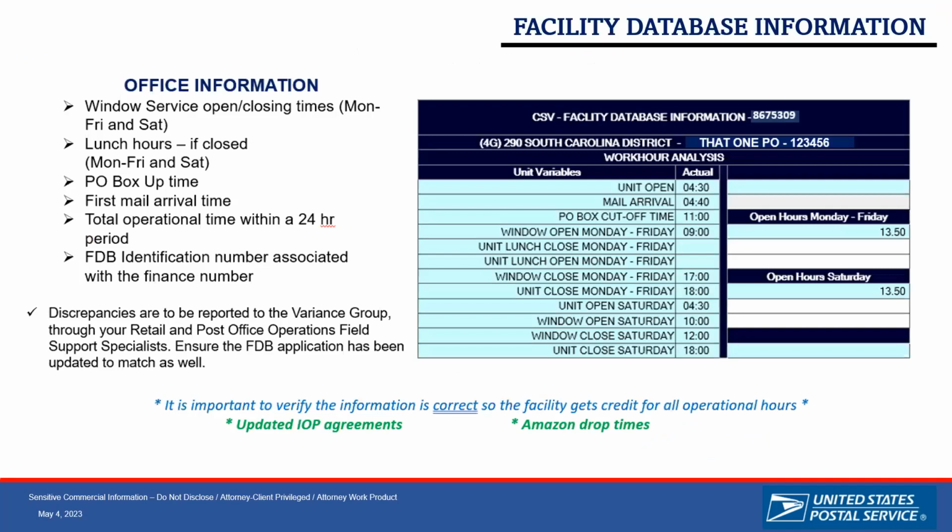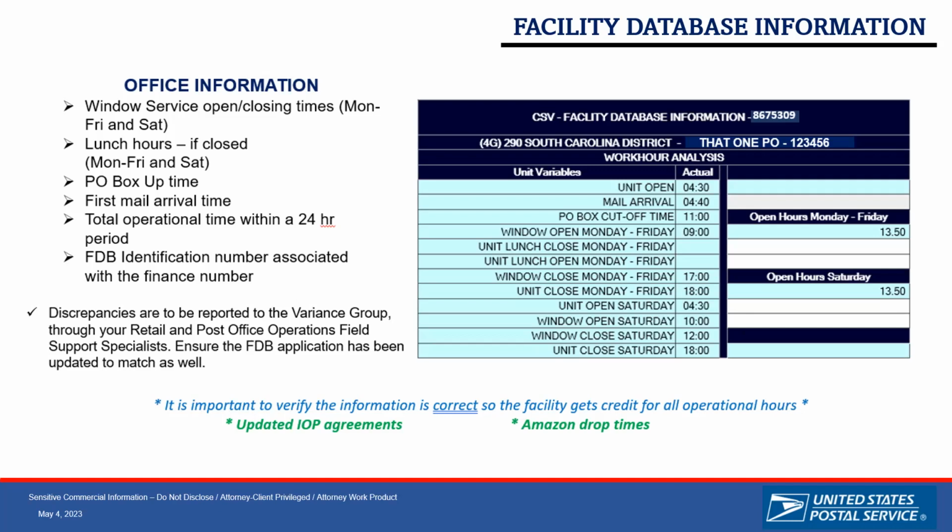Next is our FDB, which is the facility database information. This information is important, especially in the smaller SOV units, because it earns a certain amount of time for your operational hours as opposed to your workload. In the smaller units, you don't get as much workload as you're required to be open. So this is always very important to make sure this is correct.